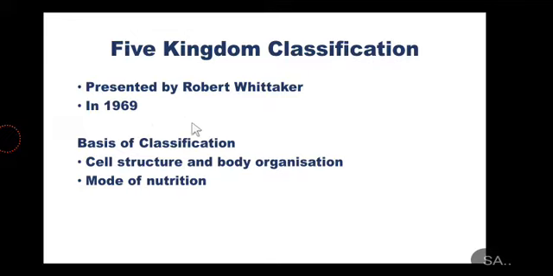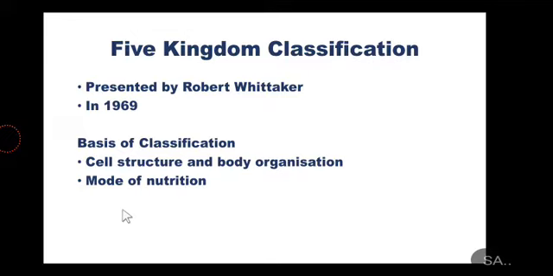kingdoms. These bases were the cell structure, that is, which type of cell is there, is it prokaryotic cell or the eukaryotic cell, and how these cells are actually organized to make the organization of the body of the living organism. So the first base is cell structure and body organization, while the other base to classify the organisms was mode of nutrition. That is the way with which that organism is getting its nutrition.